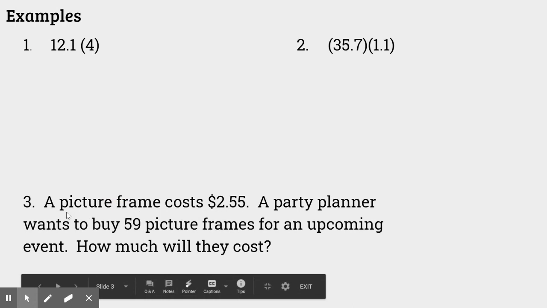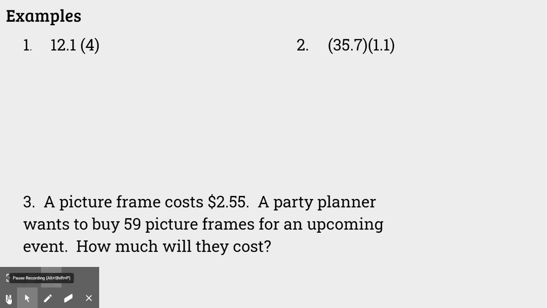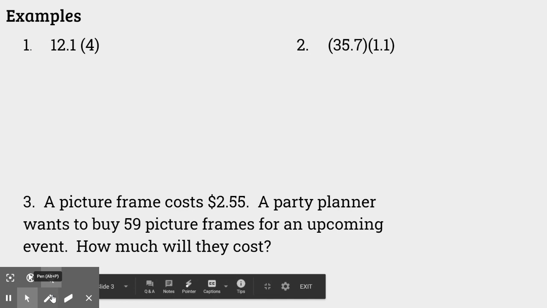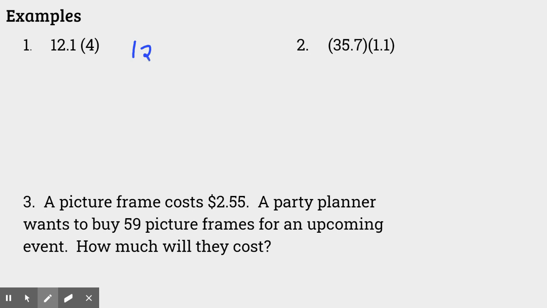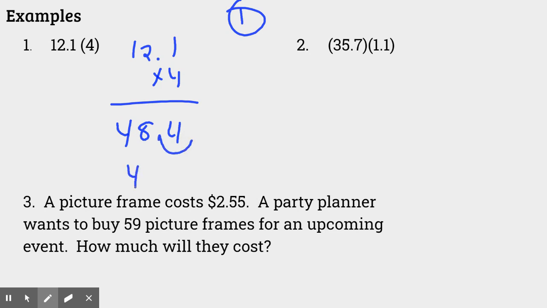Now, here are some example problems for you to try on your own. So go ahead and pause the video and give them a try. Okay, so hopefully you tried this on your own. Now let's go over this. So I have 12.1 times 4. I know looking at this, I have to move my decimal one spot. So I'm going to multiply: 1 times 4 gives me 4, 2 times 4 gives me 8, 1 times 4 gives me 4. And I move that decimal over one spot, so my final answer should be 48.4.